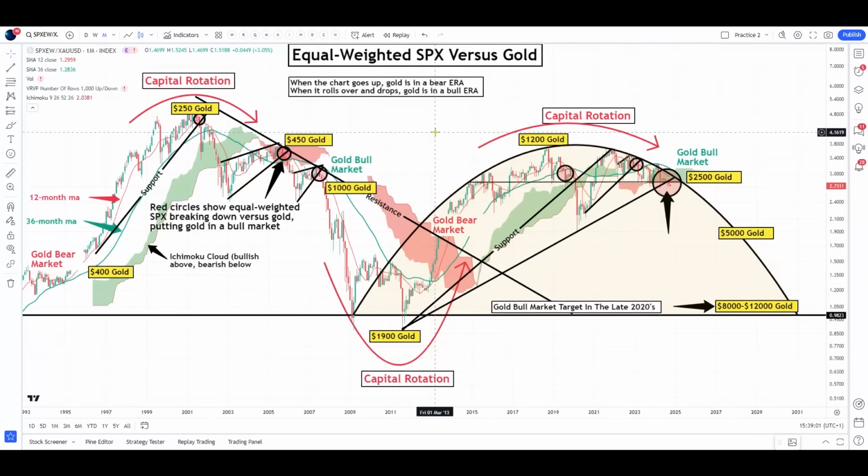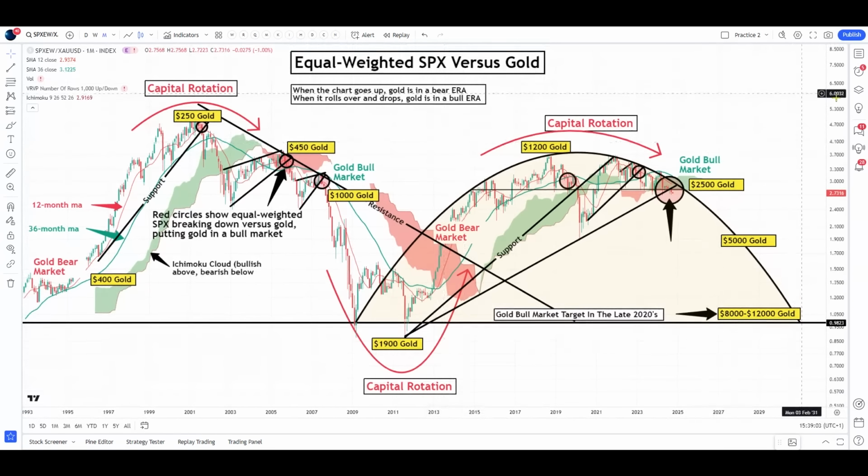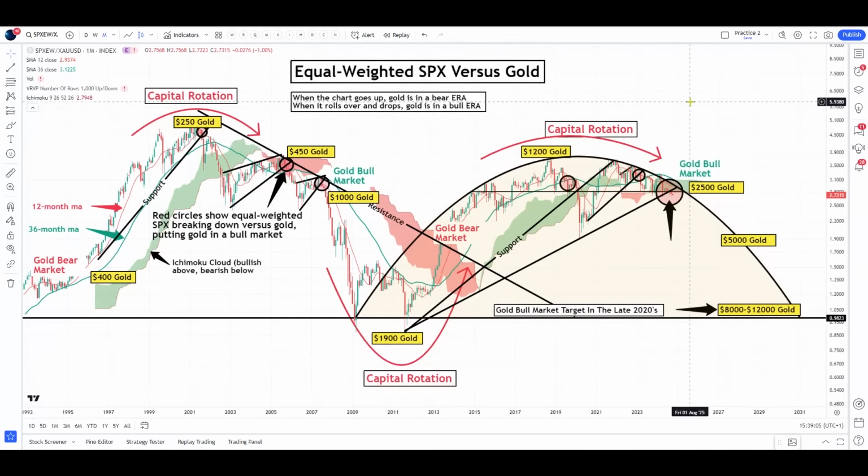So let's take a look at another piece of evidence, which has much more recently just fallen into place. This is the equal weighted SPX versus gold. You sometimes hear us talking about the SPX versus gold. Well, this is the equal weighted SPX versus gold, as if we were to give all the stocks in the S&P 500 equal weighting.